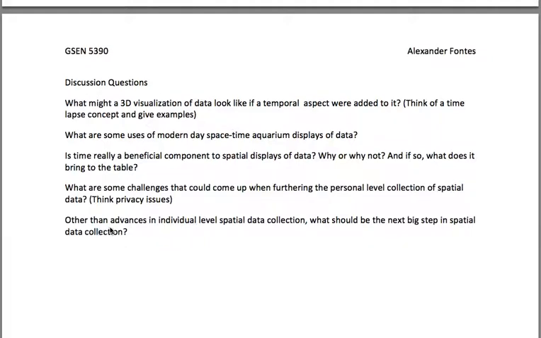And then the last one being, other than advances in individual level spatial data collection, like we referenced in the previous question, what would be the next big step in spatial data collection? Whether it be, I don't know, hot air balloons carrying around GPS units so we could get tracks of weather patterns. I don't know, just play with that one. That was another idea I had.